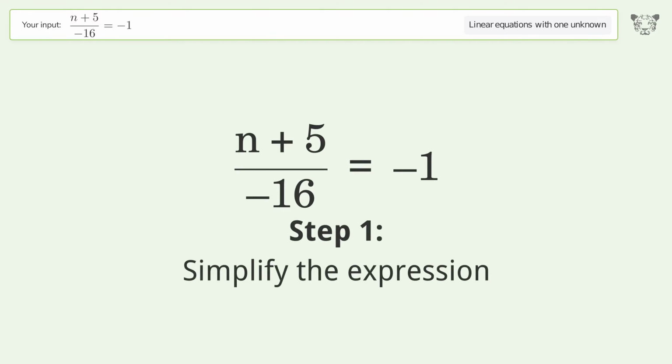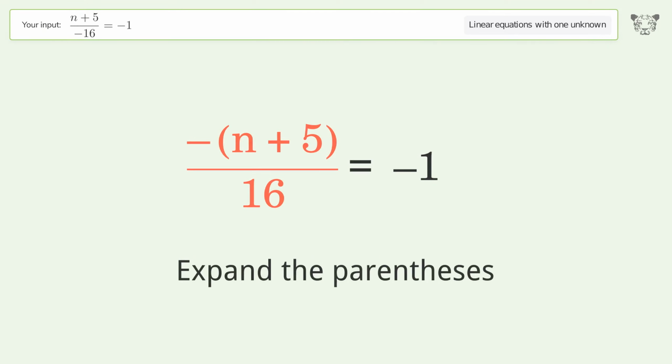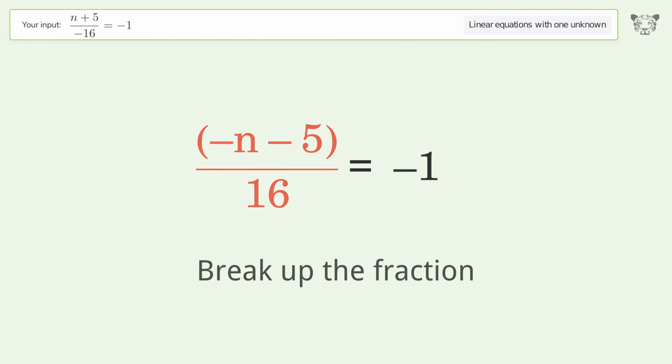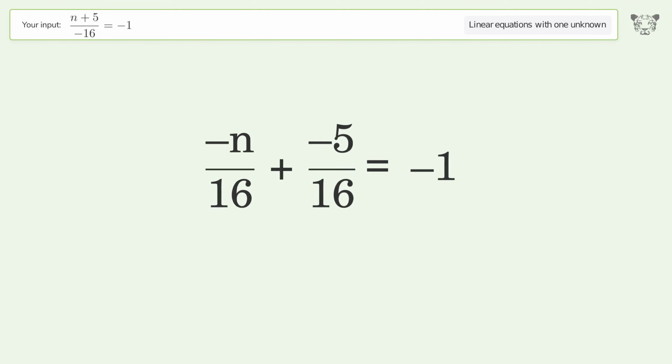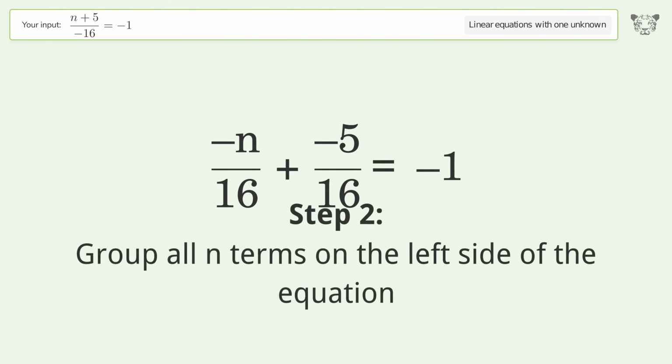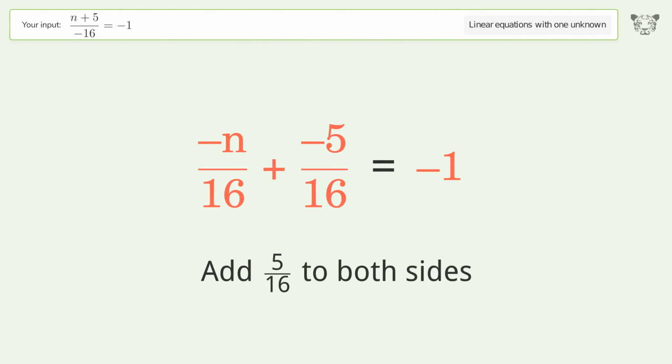Simplify the expression. Simplify the arithmetic. Expand the parentheses. Break up the fraction. Group all n terms on the left side of the equation. Add 5/16 to both sides.